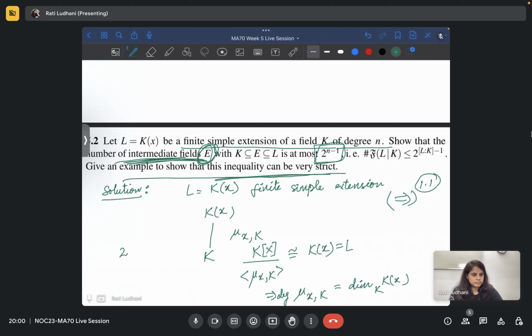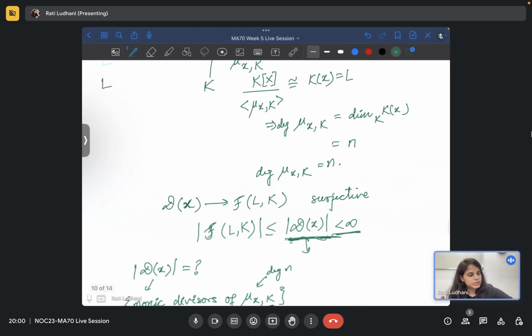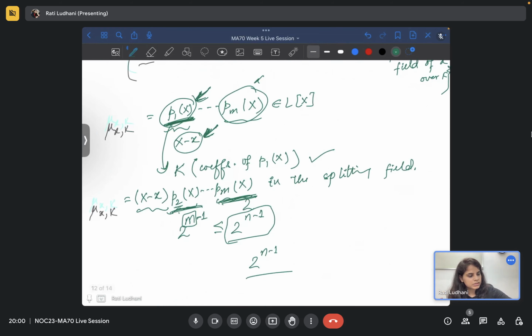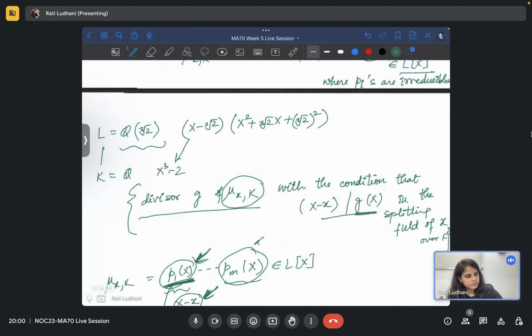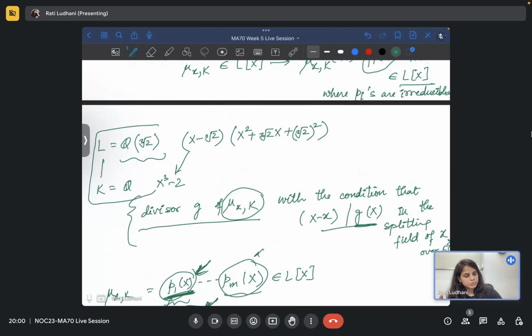So, ma'am, it suffices to show that at least one factor of them does not split into linear factors. Yes, so at least one factor does not split in L. So for example, you consider this example. Let's take this example itself. In this situation you have seen you have 3 and you have this.